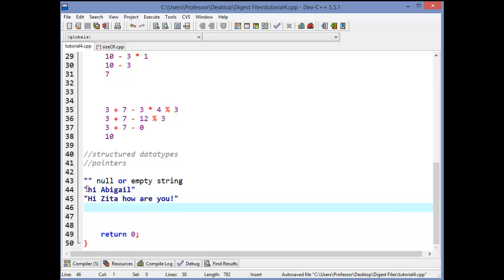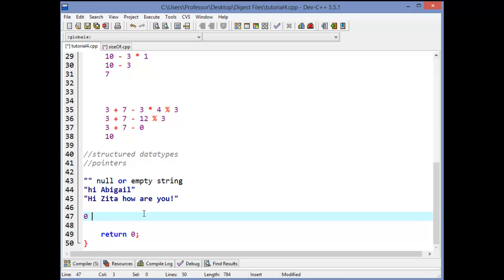Now, in this particular string, we have hi Abigail. Let's count the number of characters. We have 1, 2, 3, 4, 5, 6, 7, 8, 9, 10. Is that okay? We have 10 characters. That means that the first character is at position 0. The last character is at position 9. First character is at position 0. Last character is at position 9. That means that the string has 10 characters.